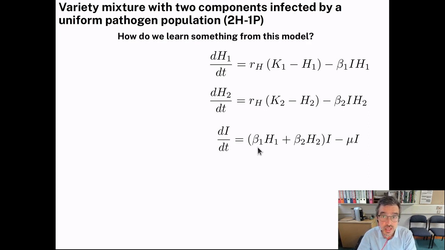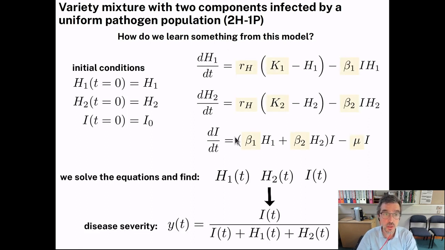And so how do we learn something from this model? Essentially, we need to solve it. And by solving it, I mean that we need to find how the three quantities H1, H2, and I depend on time. But in order to do that, we need to know what values they had initially. So we need to determine the initial conditions. And so if you tell me the initial values of the three quantities, let's say at the very beginning of the growing season, and also tell me all the numerical values of all the parameters of the model, I can then use a computer program to solve the system numerically or analytically and find out how the three quantities change over time.